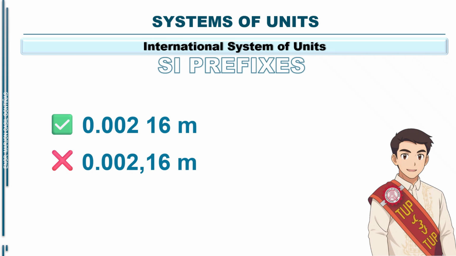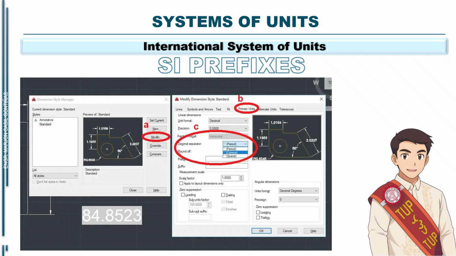Why is this so? Because in many countries, like Germany, France, Italy, and other parts of Europe, commas are actually used as decimal points, and we want to avoid that confusion. And if you're taking AutoCAD classes, you'll notice this too. Sometimes measurements show commas instead of decimal points. That's why you should always double-check your units and settings, so you don't end up with the wrong values in your drawings.